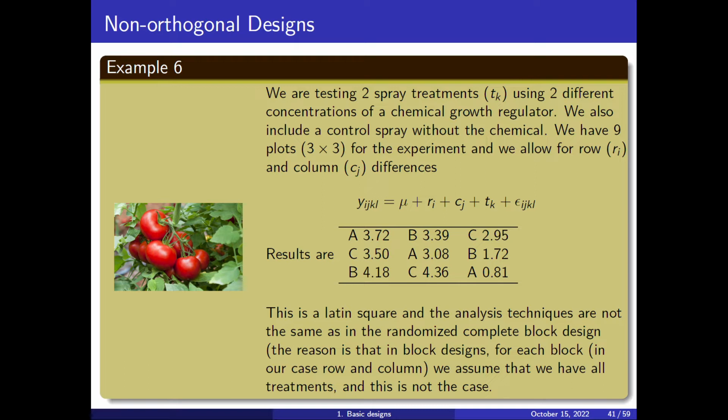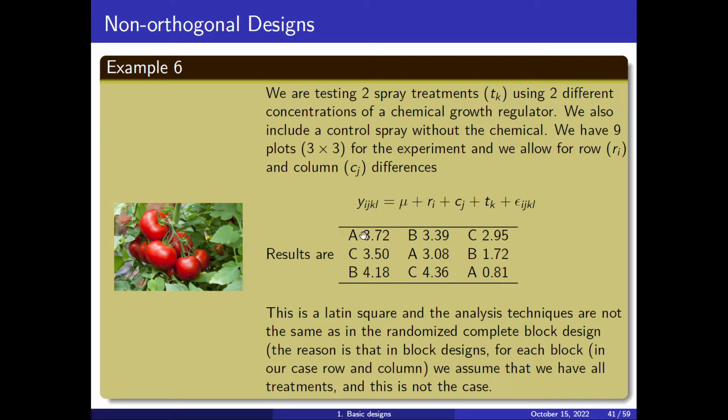So you want to avoid this possible gradient, so you divide the land in three pieces, so 3 columns, 3 rows, and in each one of the subplots you apply a treatment. So you have in row 1 you would have ABC, in row 2 you will have CAB, and in row 3 BCA, and the same for the columns.